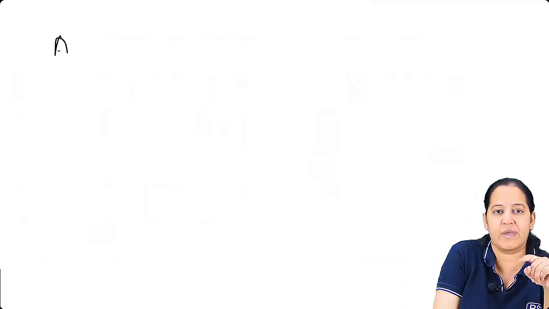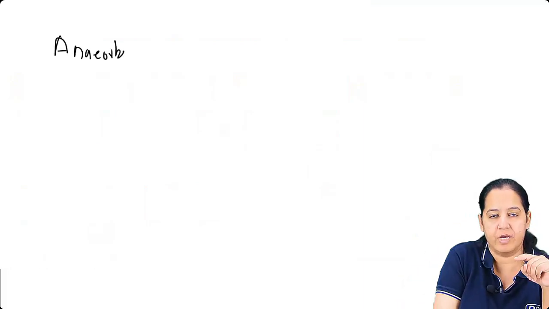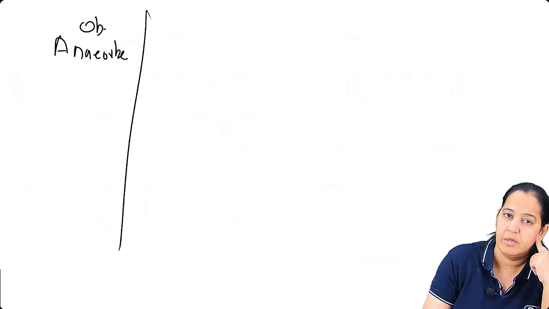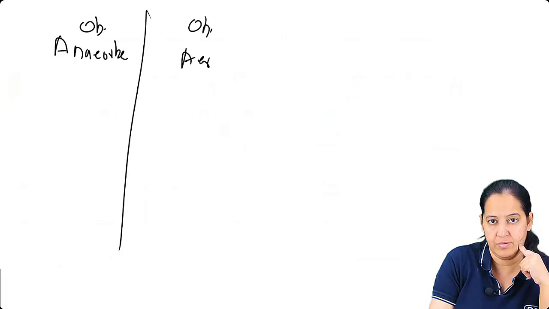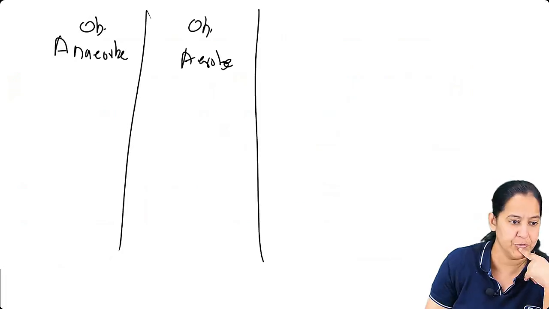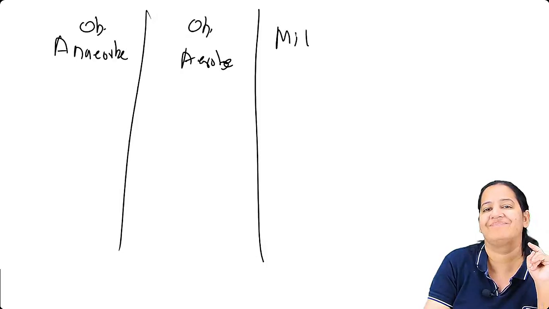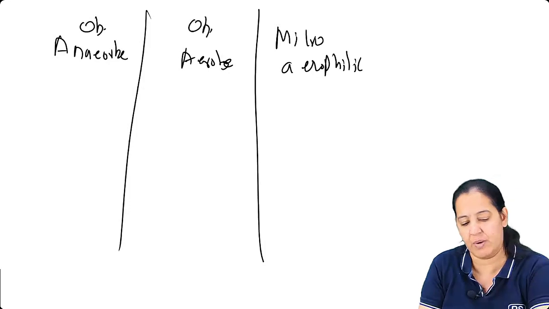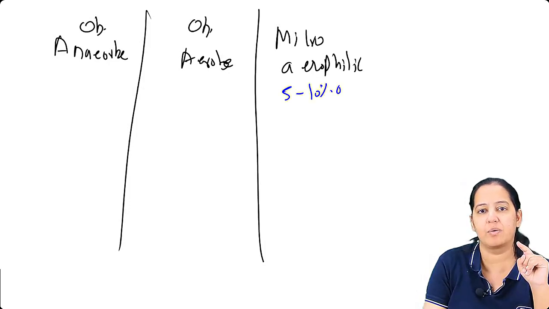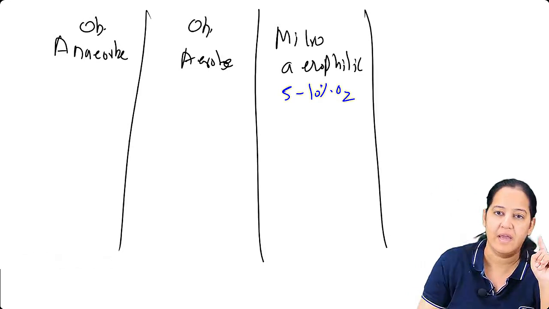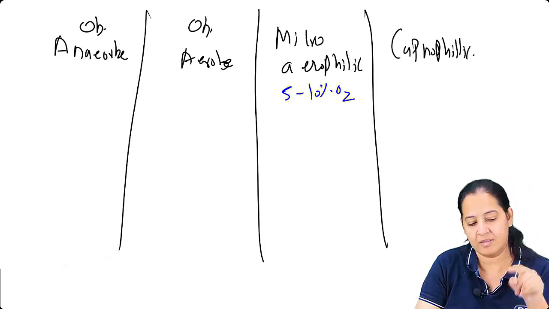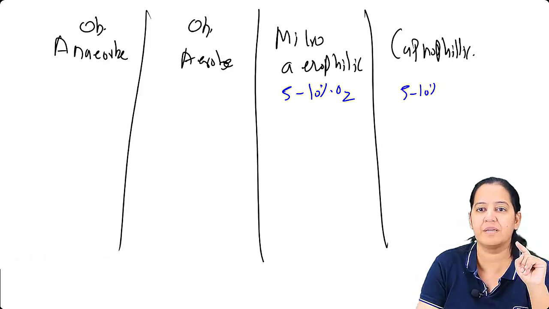Let me enumerate. Let's revise. We will revise. Tell me the obligate anaerobe. Tell me the obligate aerobe. I will tell only the mnemonic, not the full form. Don't worry. Tell me microaerophilic. What is microaerophilic? The one which requires 5 to 10% oxygen. And tell me capnophilic. The one which requires 5 to 10% carbon dioxide.